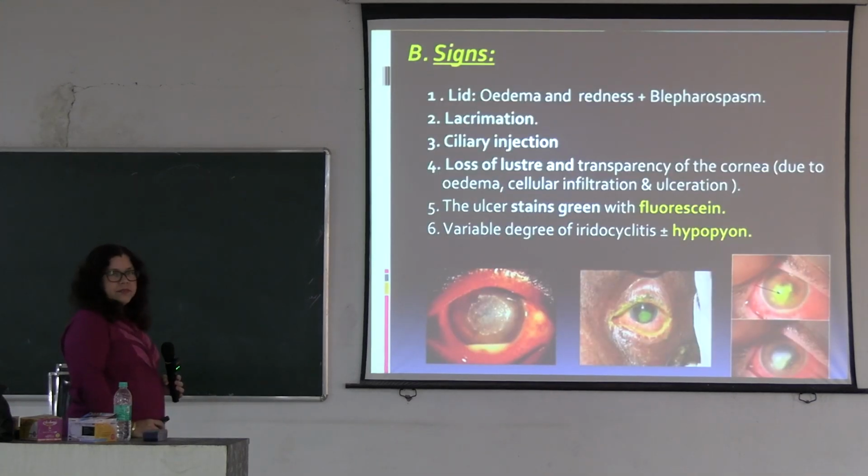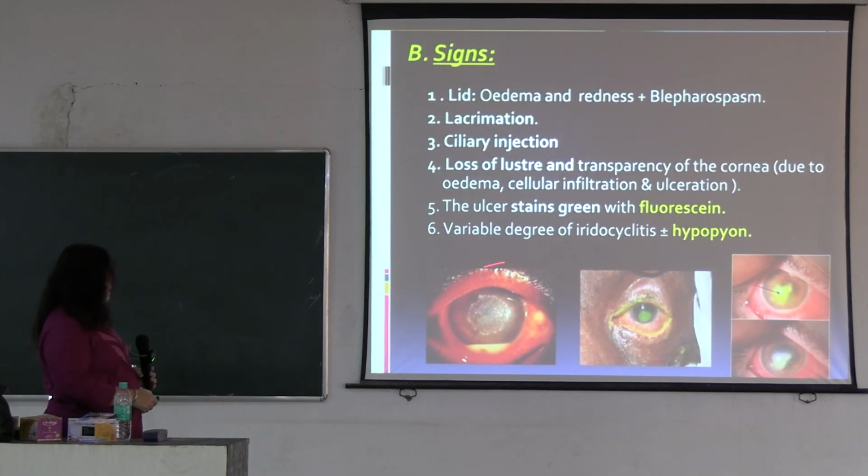Then signs. First, patients of corneal ulcer. This is the eye, and you see the swollen eye here. This is swollen and red due to blepharospasm. Then the second one is lacrimation. Lacrimation is due to irritation of nerve endings. And ciliary congestion. This condition is called ciliary congestion. Then loss of luster. Here the cornea is opaque and edematous due to cellular infiltration, and it can be stained.